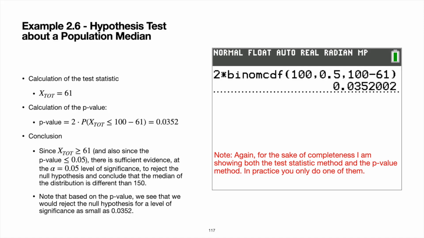And so since X tot is greater than or equal to 61, and also since the p-value is less than or equal to 0.05, there is sufficient evidence at the 0.05 level of significance to reject the null hypothesis and conclude that the median of the distribution is different than 150. Now the other thing is, based on the p-value, since we're rejecting here, it would probably behoove us to say that there is sufficient evidence, not at the 0.05 level, but at the 0.0352 level, because that's the actual level that we can perform this test at.